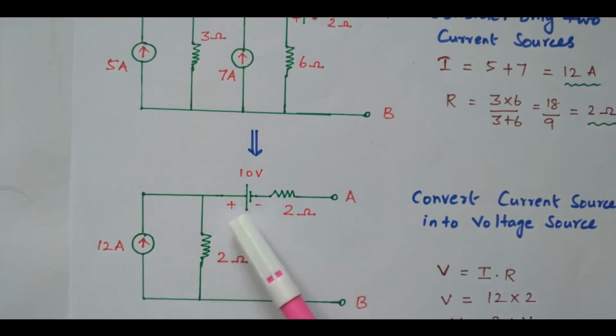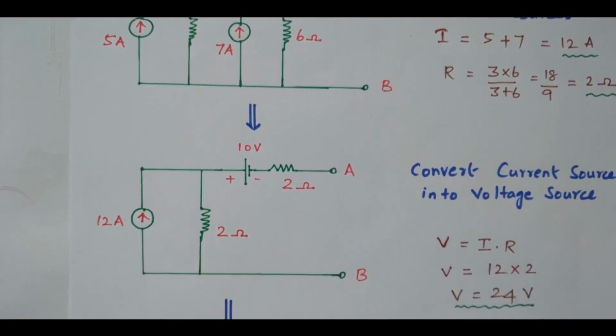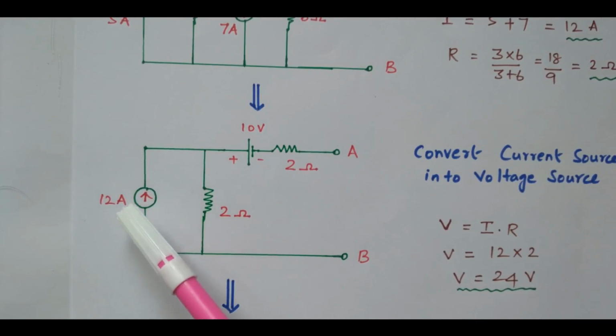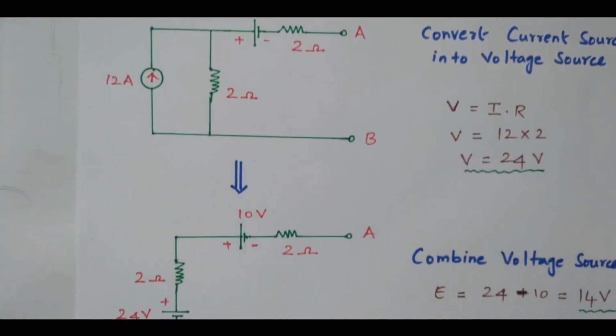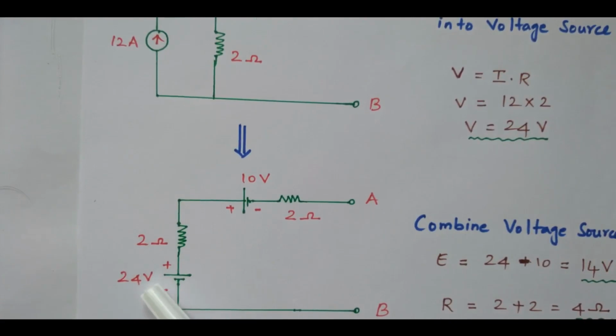Right. Now what do we have? One current source is available and one voltage source is also available. Now our final aim is to find a single voltage source, so we'll convert this current source into a voltage source. How will we convert this current source into a voltage source? A current source in parallel with a resistor can be converted into a voltage source in series with the resistor. Like this, it can be converted into a voltage source in series with the 2 ohm resistor.